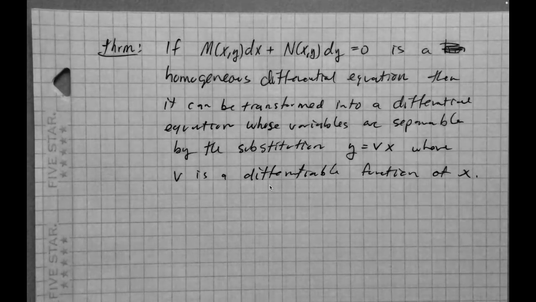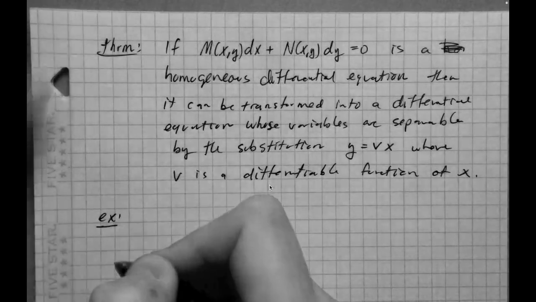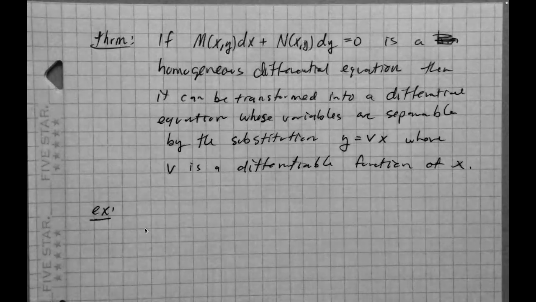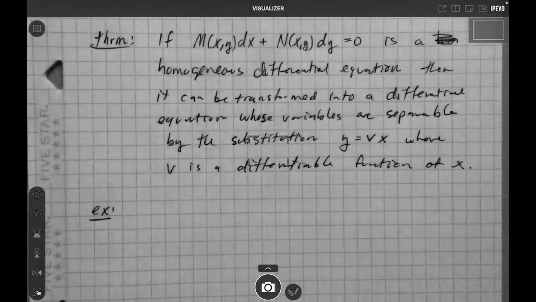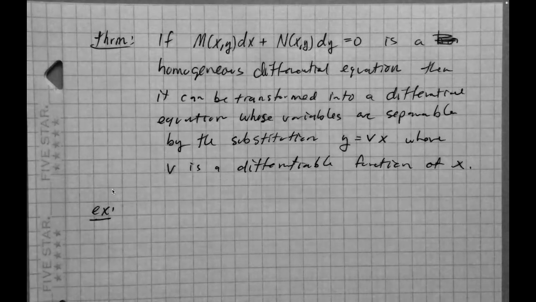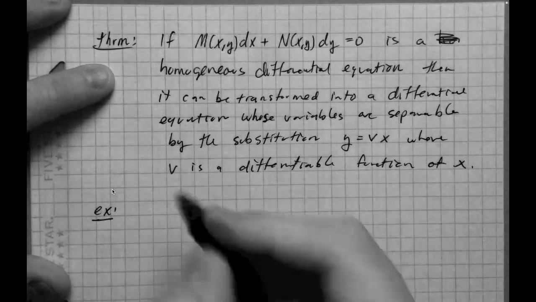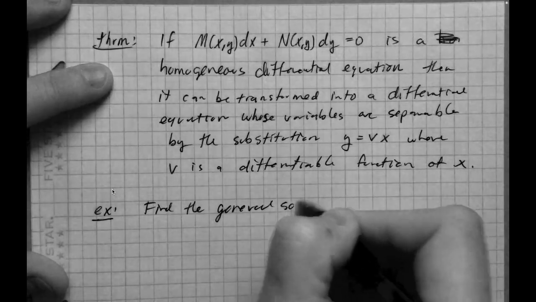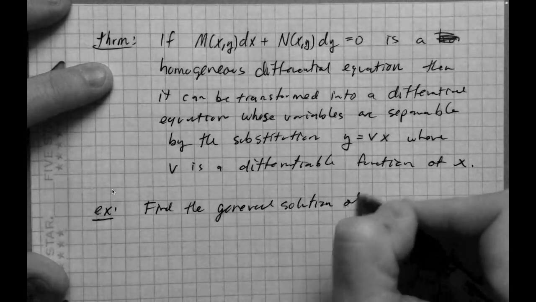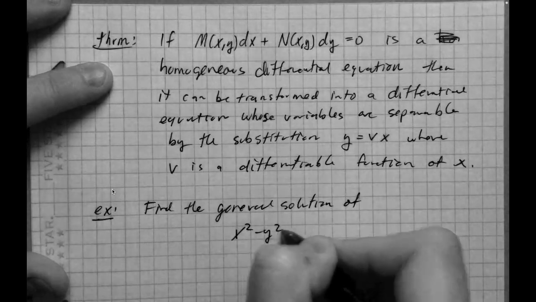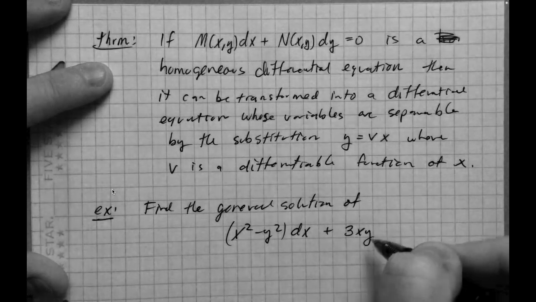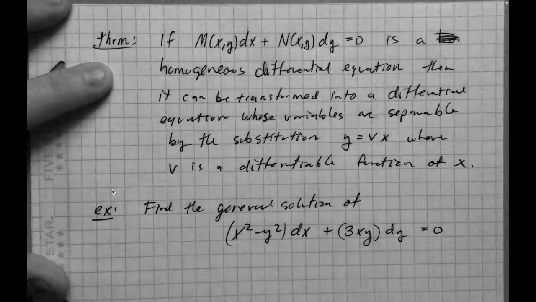All right, we're going to do a nice example here. So it's kind of a longer example, but that's just because when you have to use this method to do separation of variables, then inevitably, well, not always, but often the differential equation is just somewhat more complex, right? So let's go ahead and try to find the general solution of x squared minus y squared times dx plus 3xy times dy equals 0.